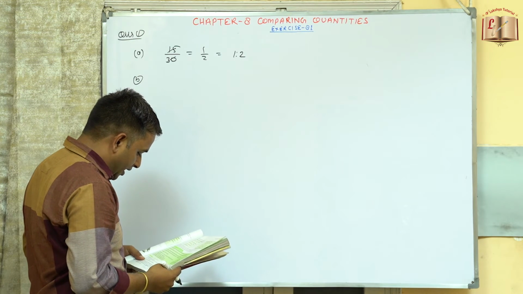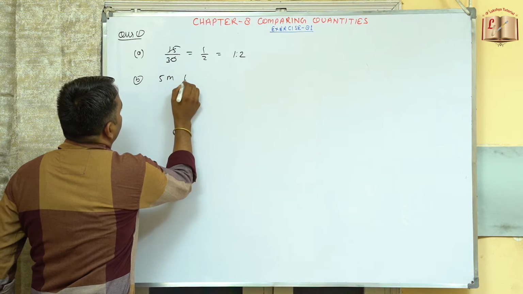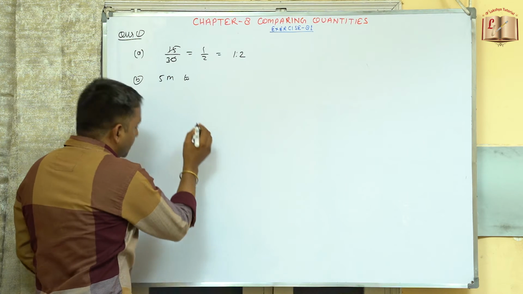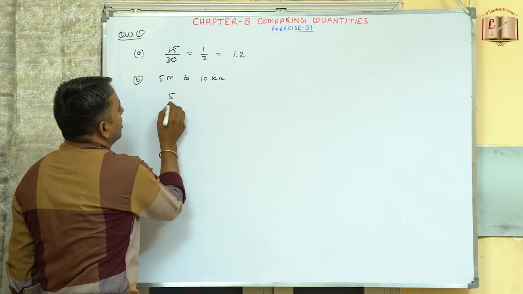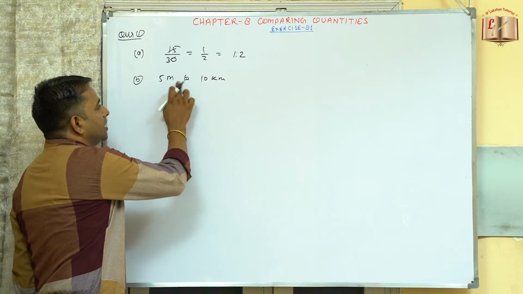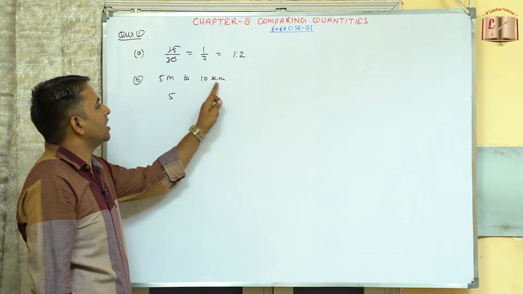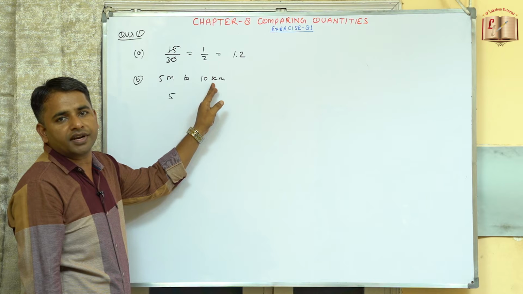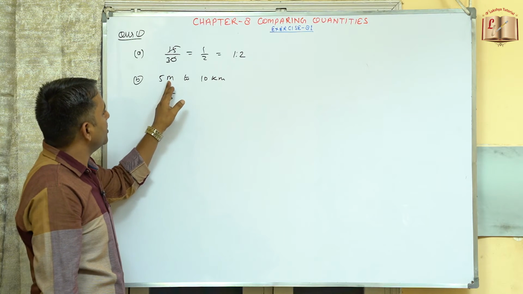Coming to the second one, B part. This is 5 meter to 10 kilometers. So 5 meter to 10 kilometers. Now see that units are different. कभी भी अगर हम रेशियो निकालते हैं हमेशा मेरे को सेम यूनिट दिखाई देनी चाहिए. अगर यूनिट्स डिफरेंट है तो फिर वो रेशियो नहीं आएगा, करेक्ट रेशियो आपको नहीं आएगा. तो अभी हम यूनिट को सेम करेंगे.